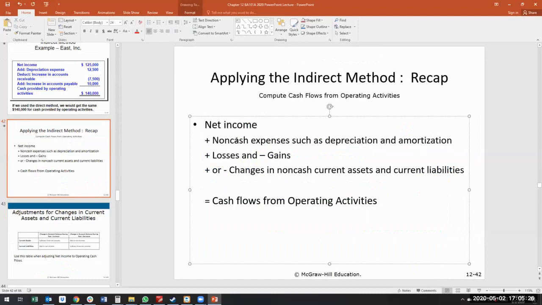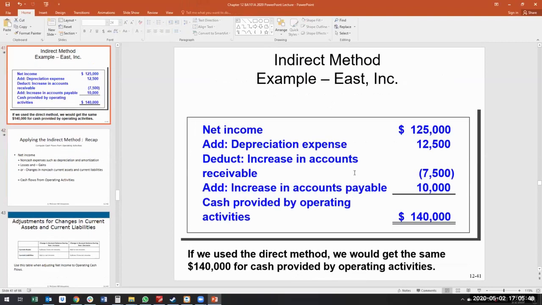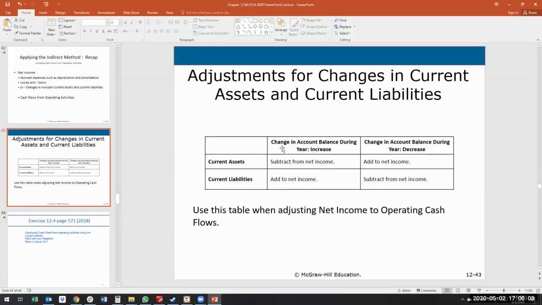To get operating activities through the indirect method, net income, plus non-cash expenses such as depreciation and amortization, we add them back. We add back losses and subtract gains that are non-cash. And then plus or minus for non-cash current assets and current liabilities will equal our cash flows from operating activities. That's everything we just did. Only thing I would add here is if we had a loss from a sale, we'd add it back to income. If we had a gain from a sale, we'd subtract it, because it doesn't relate to the cash we've received. And then I'd memorize this table.